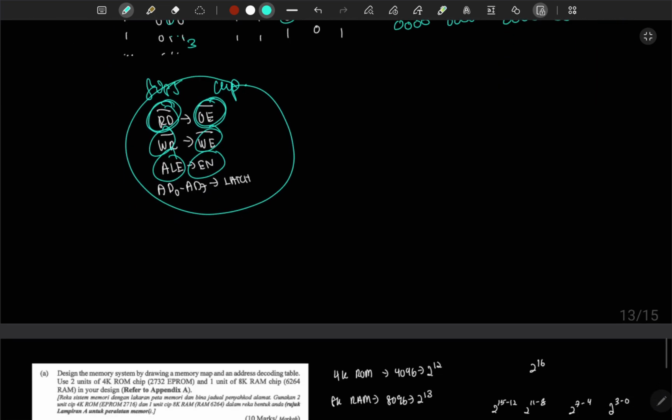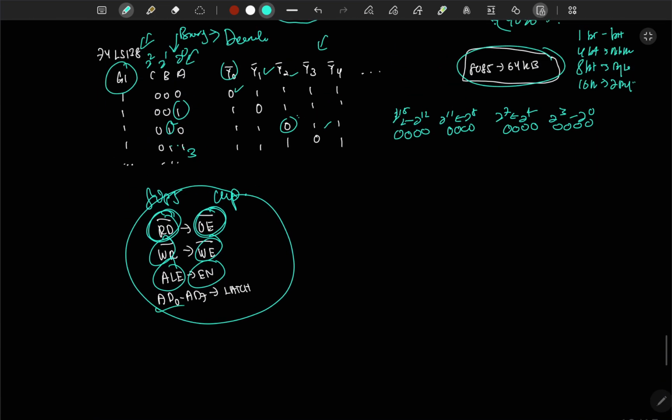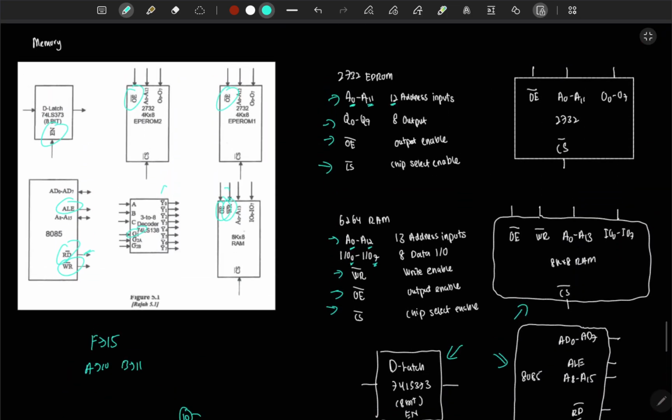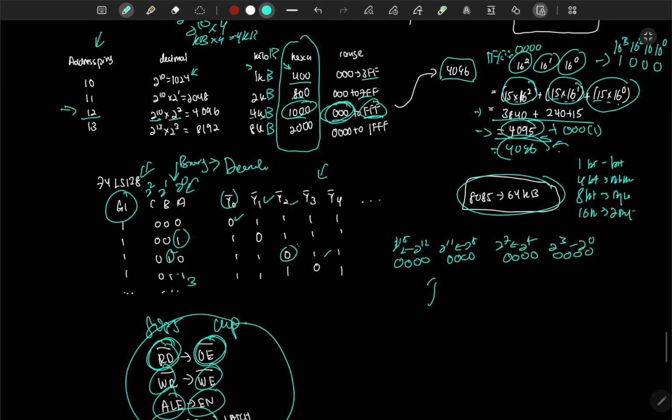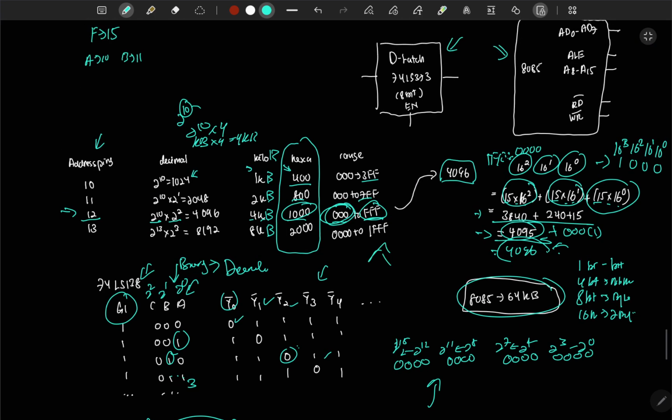Then AD, the address data, needs to go to the latch. Why? AD goes here but comes out as A. What happens is AD0 to 7 which goes here will come out as A0 to 7, merging with A8 to 15. So you get A0 till A15, which results in this expansion and also this conversion.